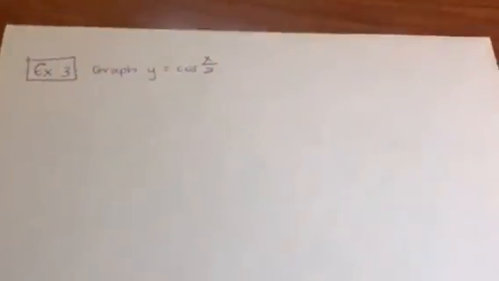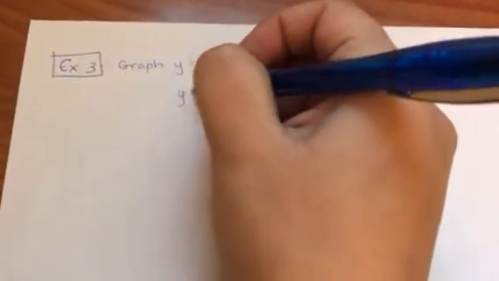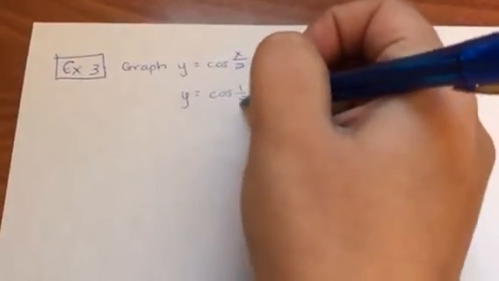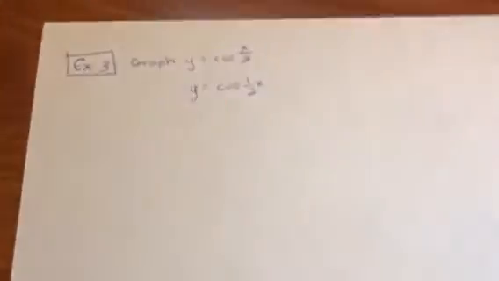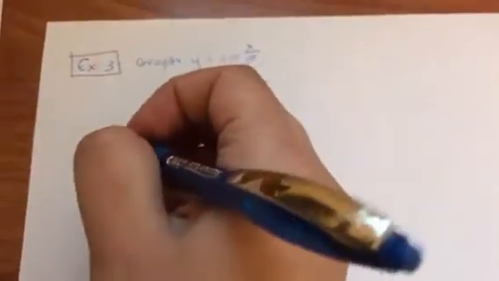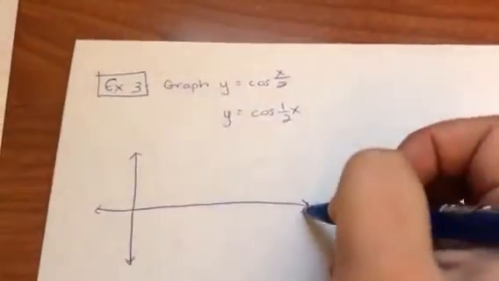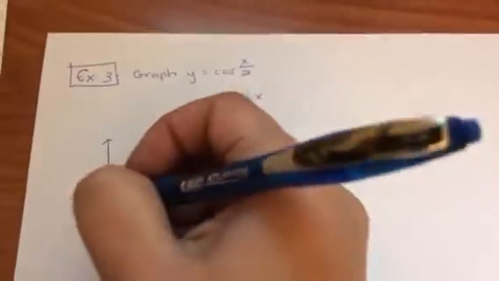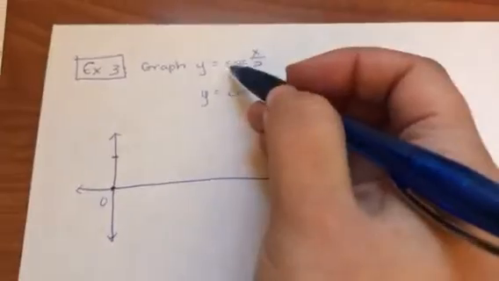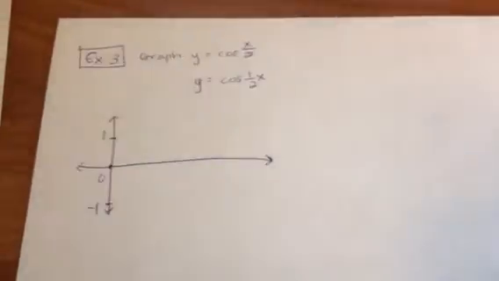Okay, so this is what happens when you have a number in front of x. What we have here we can write as y equals cosine half of x. First things first, we create our plane. We know it's going to start at 0, right? There's no amplitude change, which means it's going to go up to 1 and down to -1.